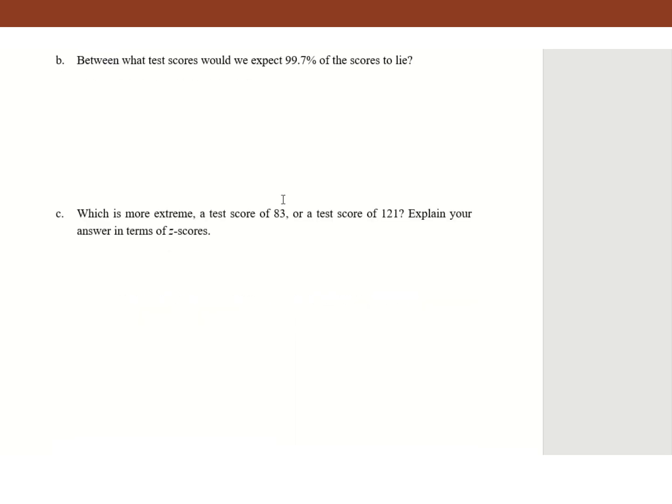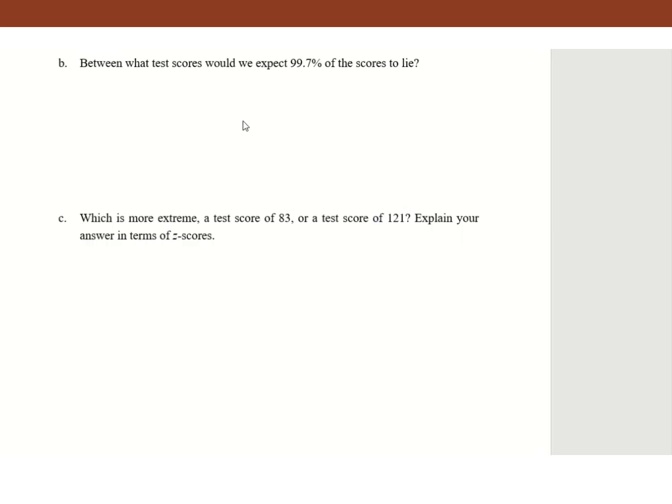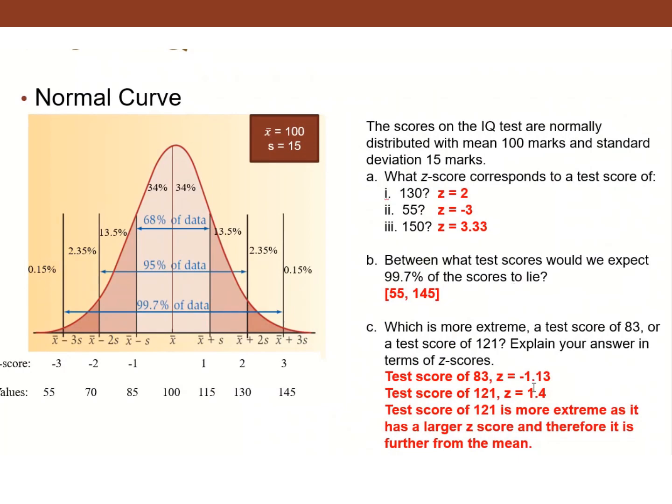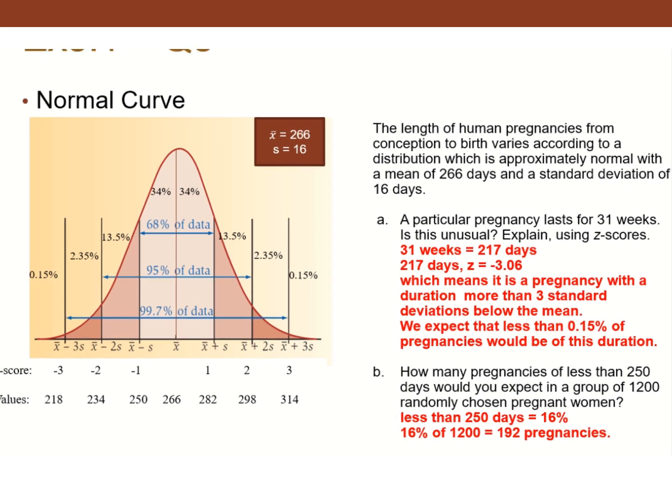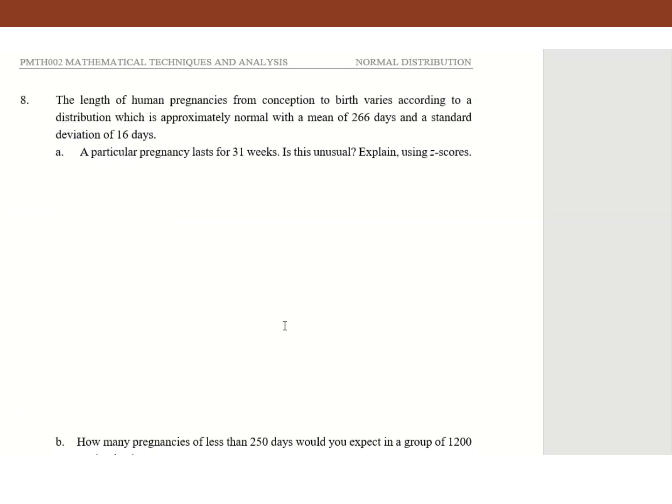So how to find which is more extreme? We find the z-score of both. You find the z-score of both and you see which is further. So this is further, so this is more extreme. Don't look at negative and positive. Always look at which is further. All right? Same goes for this.